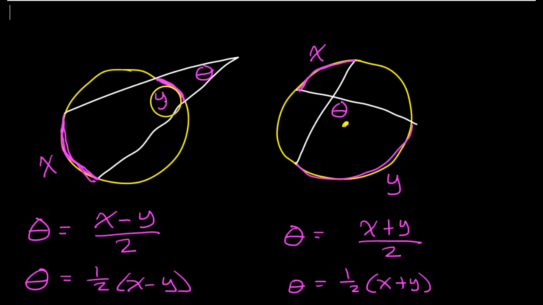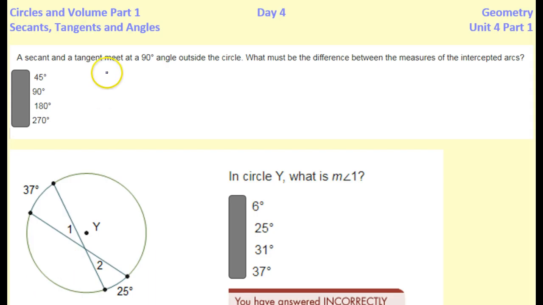Notice I'm doing x minus y. The order matters. It has to be the big one minus the small one, otherwise you're going to get a negative angle, and you can't have that. So I hope you're writing all of this down. You need these formulas to do the problems. Alright, let's tackle the first problem.